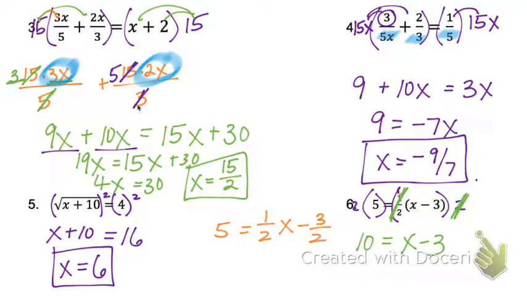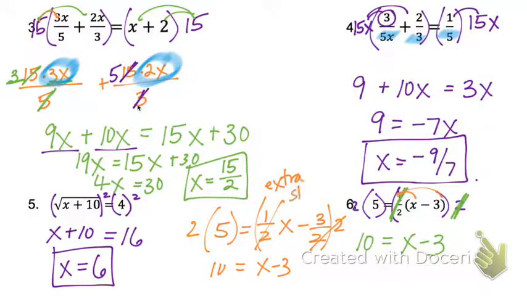Some of you are inclined to distribute first and then multiply by 2, and you're still left with 10 equals x minus 3. But if you have a fraction in front of parentheses, I would just encourage you to multiply by the reciprocal first. And then you can get rid of it first without distributing. This just gives an extra step, which I think is unnecessary. But some people prefer not to.